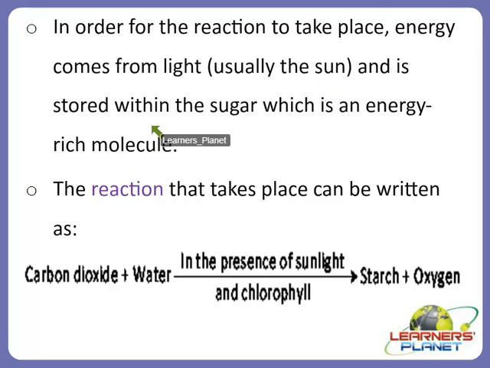So in order for the reaction to take place, where does energy come from? Yes, it comes from the light, usually the sun, and it is stored within the sugar, which is an energy-rich molecule. Here we can take an example of a sugar as glucose. So the reaction that takes place in the process of photosynthesis can be written as carbon dioxide plus water in the presence of sunlight and chlorophyll yields starch and oxygen.